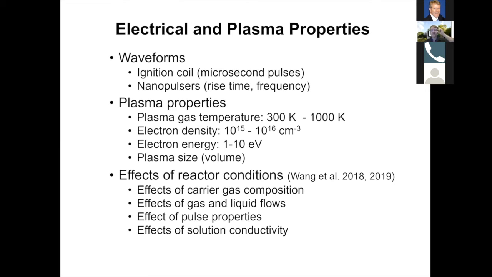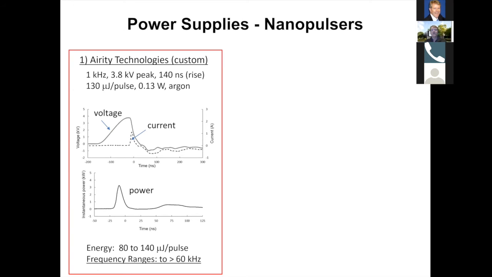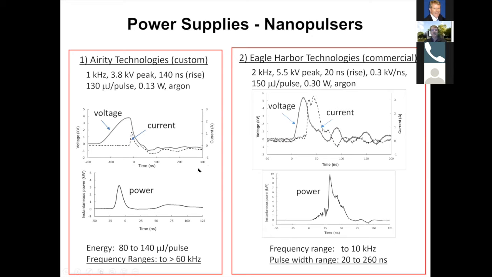And we also look at characterizing the reactors. I just wanted to mention that the plasma power supplies are under development, and we have two that we're using. One is custom made for us, and another is a commercial unit. You can see the voltage pulses are on the nanosecond scale. It's a little bit longer rise, but the current pulse is of order about 20 nanoseconds. And this is the amount of power for every individual pulse that's delivered.